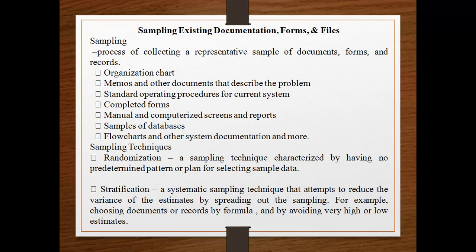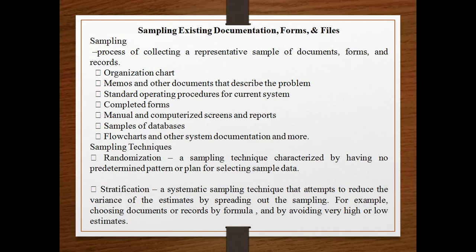Sampling your existing forms and files. Sampling means the process of collecting a representative sample of documents, forms and records. For example, you want to collect maps. You can get them from the offices where the maps are kept, such as archaeological departments; you can get weather forecasting and maps. So they are representative sample documents: organization charts, memos, standard operating procedures for the current system, completed forms, flow charts.